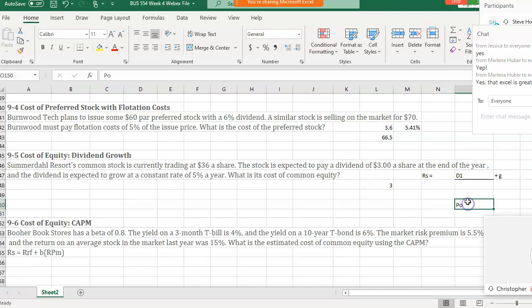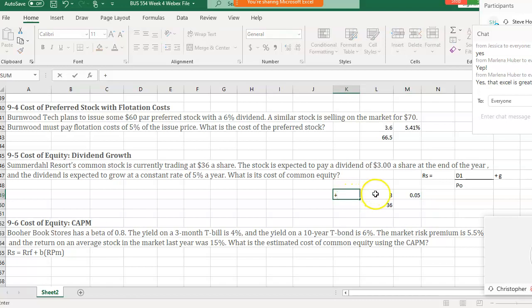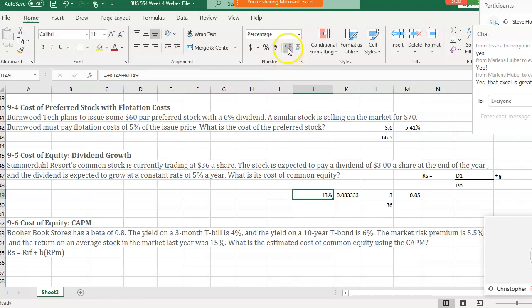Whoops, I moved my P0 by accident there. P0 is the price of the stock today. That's the 36. And my growth rate is the 0.05. So there's my formula. I'm going to move this down one. Okay, so it's right there. Let's take the 3 and divide it by 36. Then I take that number and add the 0.0833 plus the 0.05, the sum of those two, and that's my R sub S, which is 13.33%.